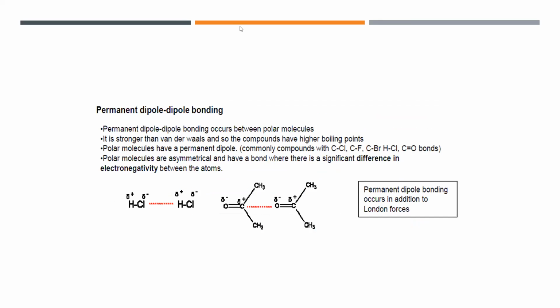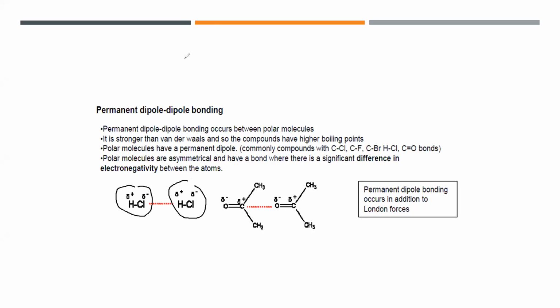The second kind of force is known as permanent dipole or dipole-dipole force. This kind of force exists between polar molecules. For example, we have hydrogen chloride, HCl. There's another HCl molecule, so two molecules are attracting each other through partial negative and partial positive charges. They are permanent; it's not produced, it is permanently there.